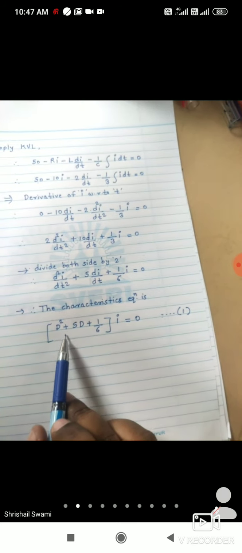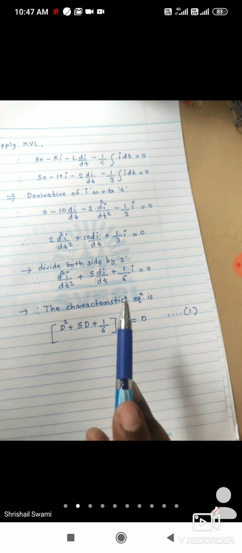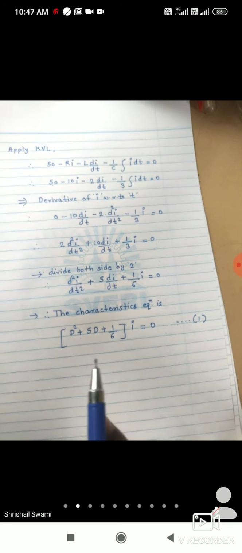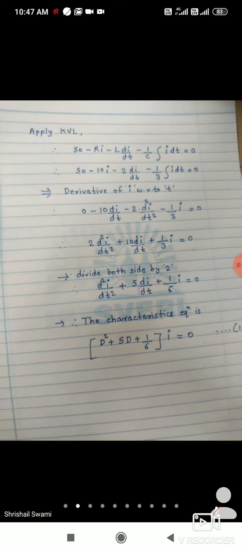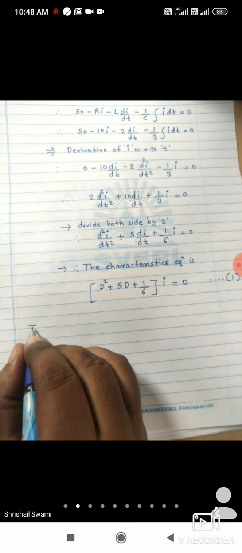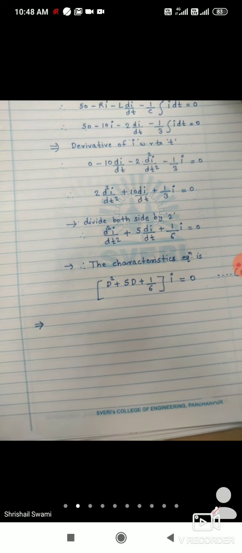Now this is called the characteristic equation, d square plus 5d plus 1 upon 6. This looks like a quadratic equation, so how many roots are there? Two roots are there. You can use a calculator and find the roots, or you can go by the manual method. I will show the manual method. You can also adopt the calculator: you can directly find the roots by putting the coefficients in the equation mode.